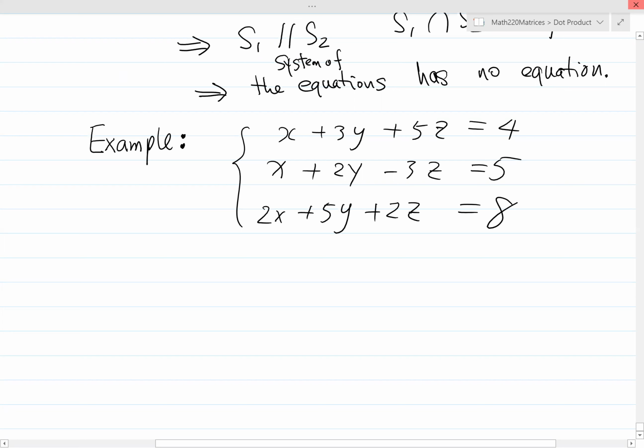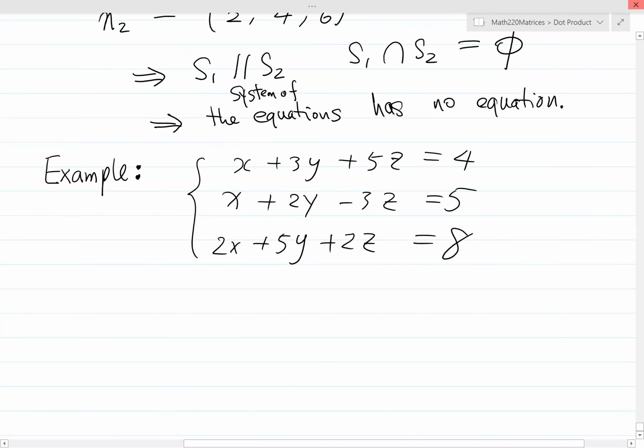Now, if you use the row picture, you don't see that the planes are parallel. They are not parallel. In this case, is there still an intersection or not?